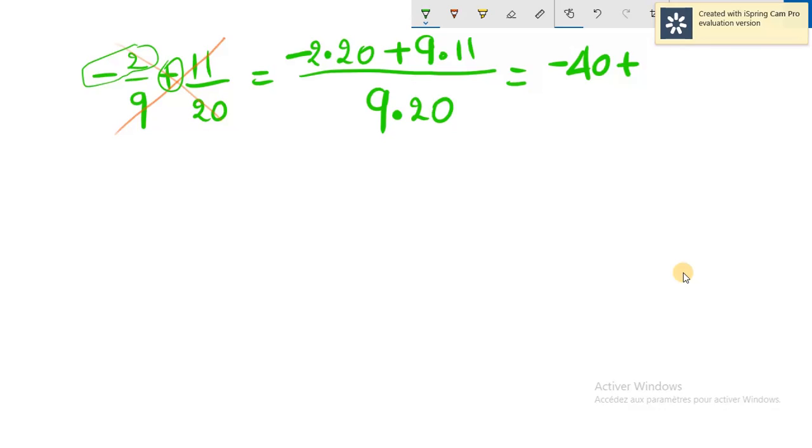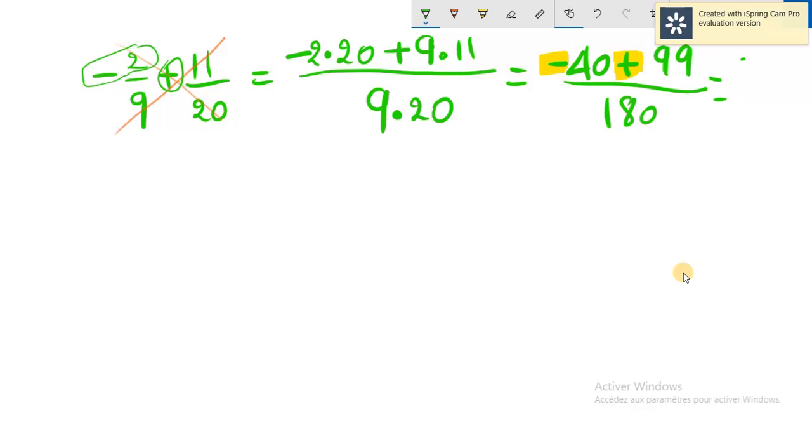Then divided 2, 9 times 20, which is 180. So let's simplify the result. If you take a look here, you would see that 40 and 99 are different in sign. It means that you are going to subtract. So subtracting 40 from 99, we get 59.